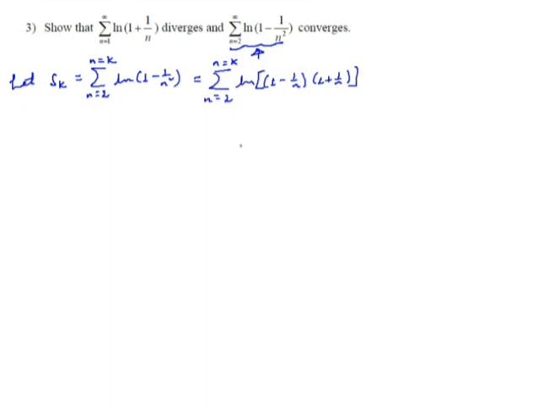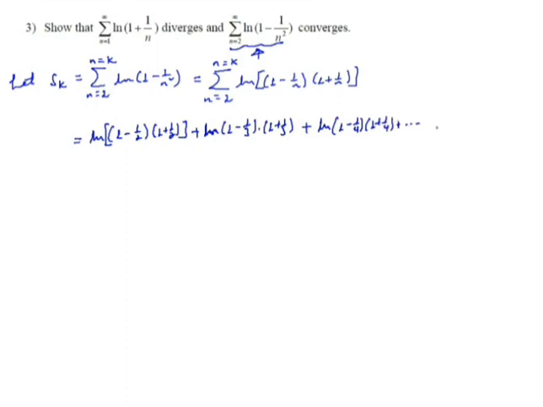Now you can check it. If we expand, starting from n equals 2, this becomes ln of 1 minus 1 over 2 times 1 plus 1 over 2, plus the next term, for n equals 3, ln of 1 minus 1 over 3 times 1 plus 1 over 3. The next term is ln of 1 minus 1 over 4 times 1 plus 1 over 4, and so on. Then the last term becomes ln of 1 minus 1 over k times 1 plus 1 over k.